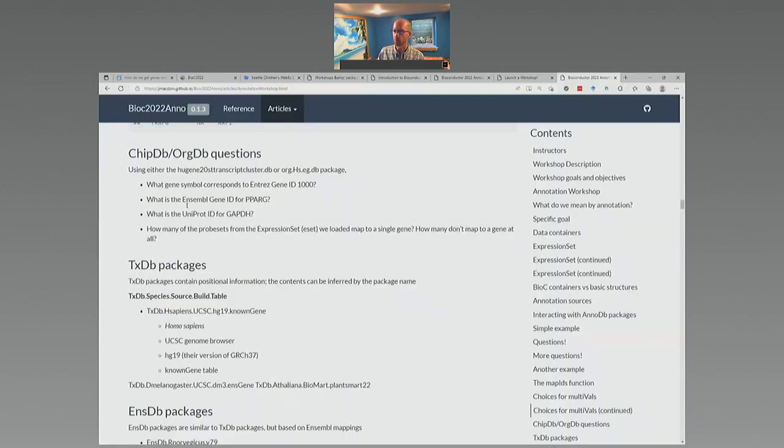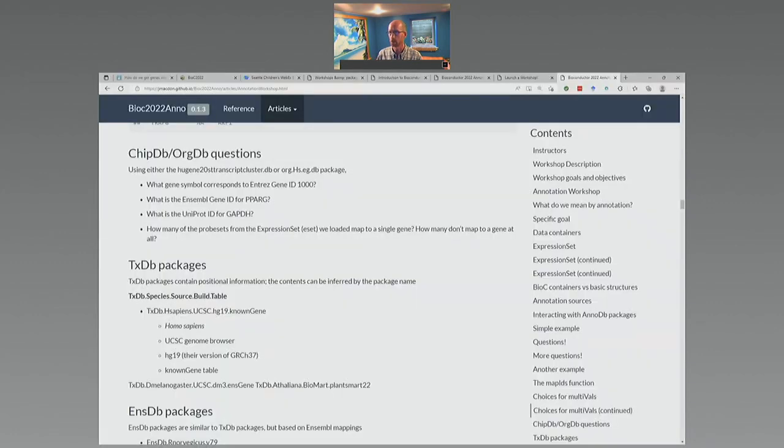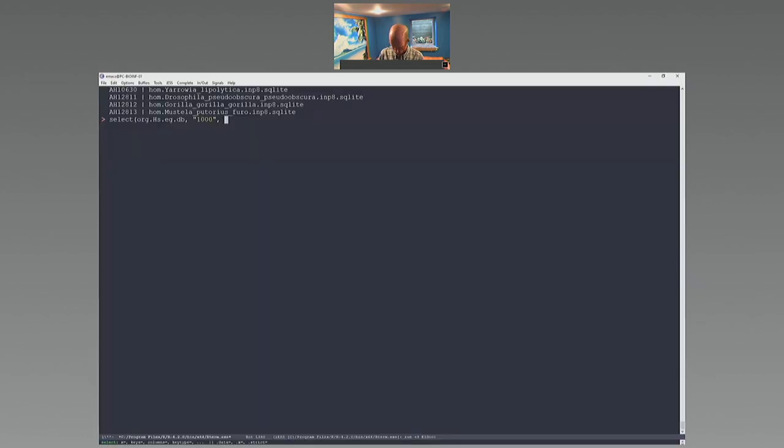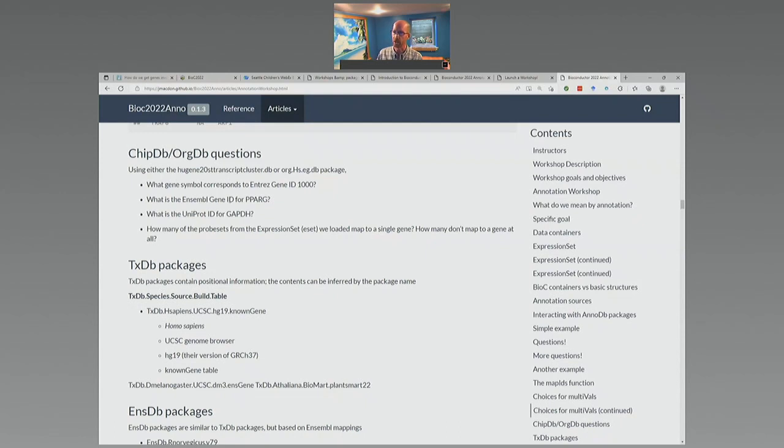So what's the gene symbol corresponding to Entrez gene ID 1000? So we want to select from this package, and it's Entrez gene 1000. That's another thing I didn't tell you. Even though it's numeric, it's got to be a character. What did I say I wanted from the symbol? So the gene symbol for Entrez gene 1000 is CDH2. Pretty straightforward, right? What's the Ensembl gene ID for PPAR gamma?